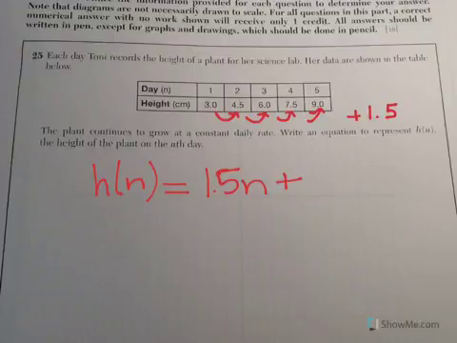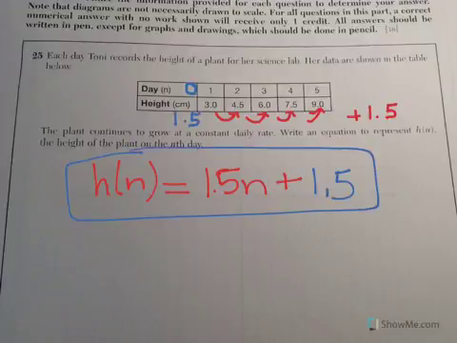But since we don't know what our y-intercept is, based on the table, we can figure it out. So if we go back a day to day 0, starting with 3, we're going to have to subtract 1.5, and you'll figure out that the height at day 0 is 1.5. And so this is your equation.